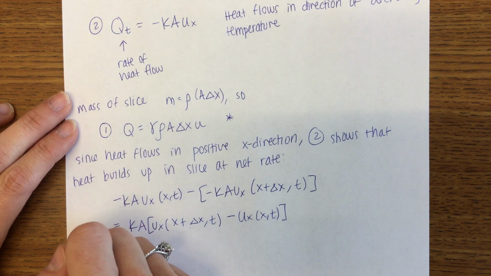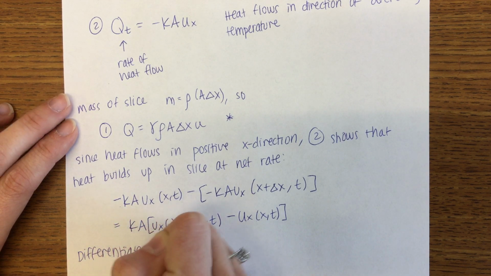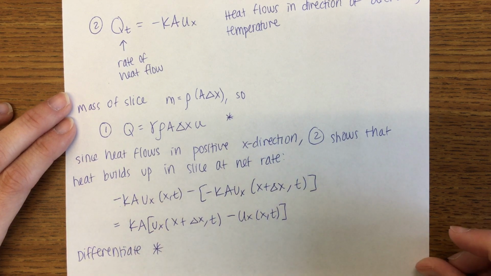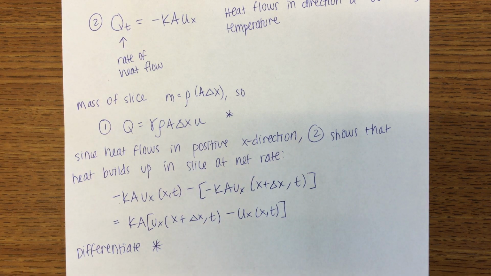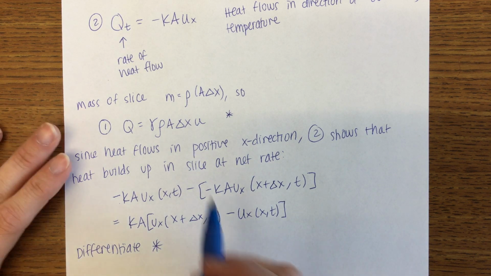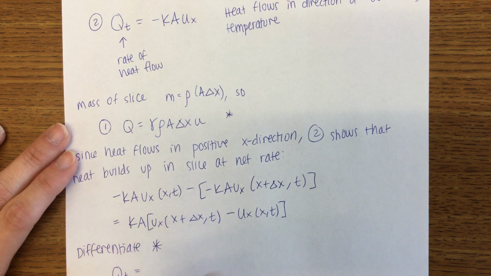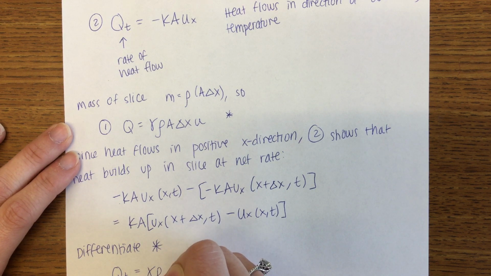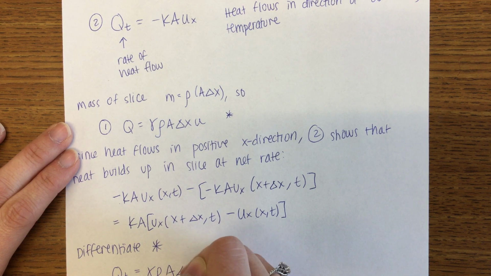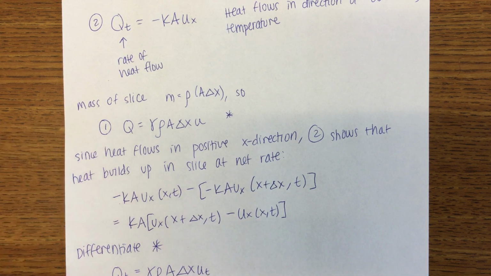Okay, next thing we're going to do, of course, is we are going to differentiate that star equation above. We're going to do that because the second equation is Q of T. So if I differentiate this right here with respect to T, I get Q of T equals gamma is a constant, rho is a constant, A is a set value, delta x has nothing to do with T, and then I have u of T.